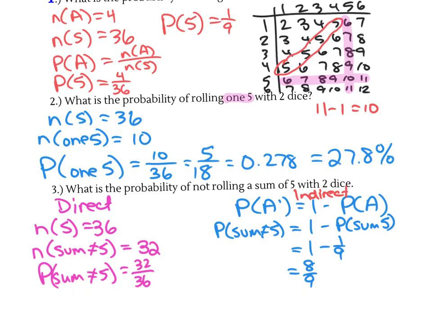So here we have the direct method where I can count up the number of ways I don't sum to 5, which is 32. And so the probability of it not being 5 is 32 over 36, otherwise known as 8 over 9. Or I could do the indirect method, which is the probability of it not happening is 1 minus the probability of it happening. So the probability of it not being 5 is 1 minus the probability of it being 5, and we know the probability of it being 5 is 1 over 9, so 1 minus 1 over 9 is 8 over 9. Again, you can get to the same place just from coming at it from 2 different perspectives.